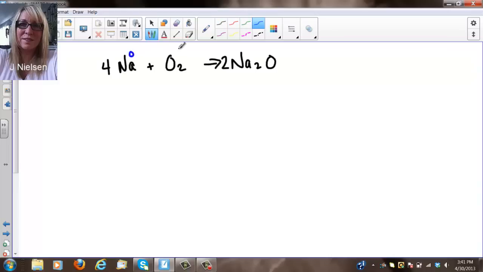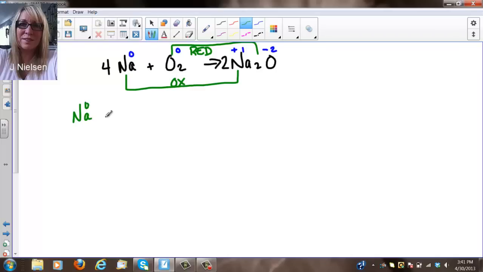This is 0, this is 0, this is plus 1, this is minus 2. So it's very easy to see that I've got Na going from Na 0 to Na plus 1. This is my oxidation, and I've got O going from 0 to minus 2. This is going to be my reduction. So let's write half reactions. I've got Na0 going to Na plus 1 electron, and this is my oxidation.